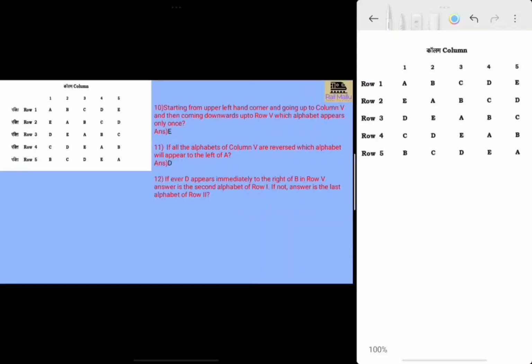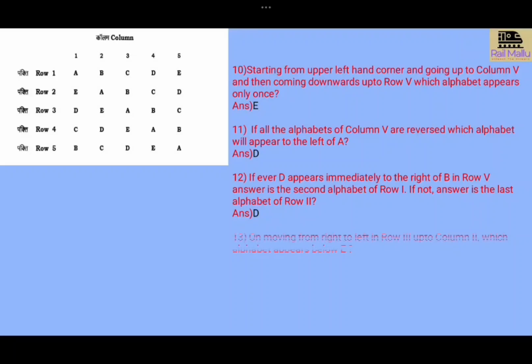So what they are telling is, if ever D appears immediately to the right of B in row 5, the answer is the second alphabet of row 1. As you can see, the alphabet which appears to the right of B in row 5 is C. So it is not D as said in the question. So we can move to the second condition. If not, answer is the last alphabet of row 2, which means D. So the second condition is satisfied here. So the answer will be D, right? We can move to the next question.